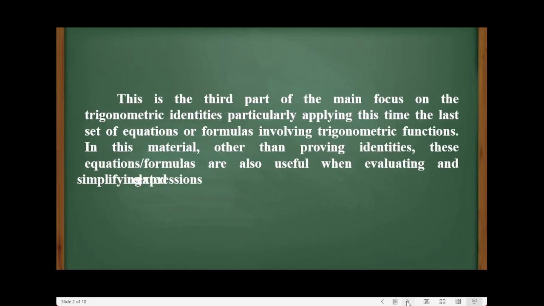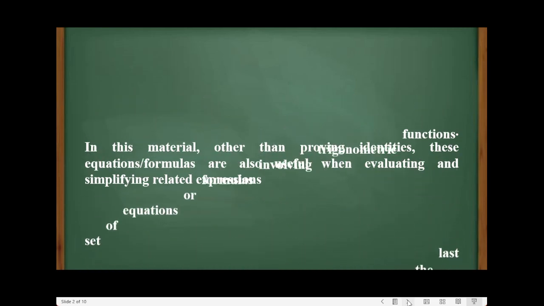Now this is the third or the last part of the main focus on the trigonometric identities, particularly applying, this time, the last set of equations or formulas involving trigonometric functions. In this material, other than proving identities, these equations or formulas are also useful when evaluating and simplifying related expressions. Anyway, let us proceed to the next slide.